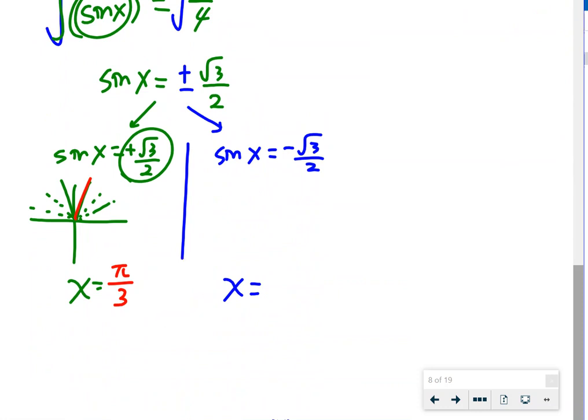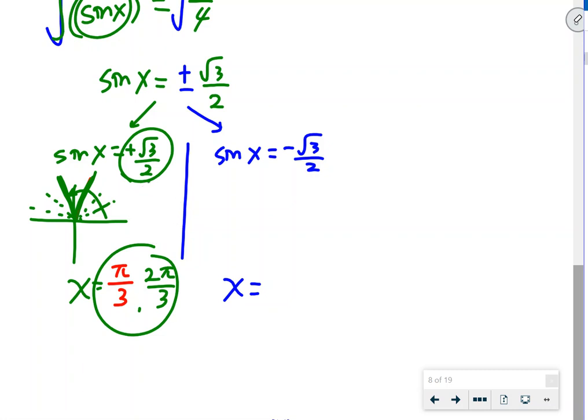Second answer is this one. Second answer is 2 pi over 3, from here and here. So 2 answers from positive radical 3 over 2.